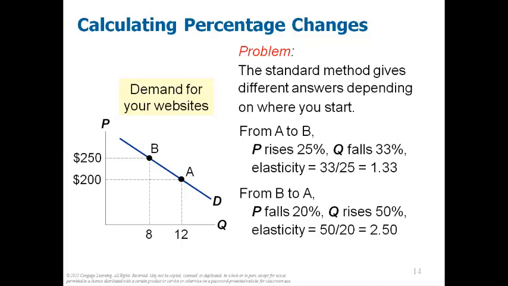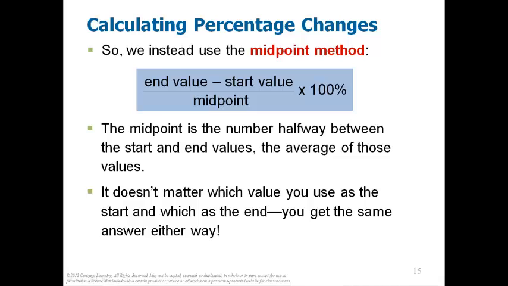We want the elasticity between point A and point B to be the same regardless of whether or not we start at point A and move to point B, or start at point B and move to point A. So the way that we solve this is by using the midpoint method of calculating a percentage change instead of the ordinary method. So instead of taking the change over the initial number, we're going to take the change over the average of the two numbers.